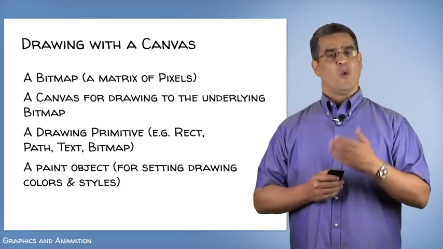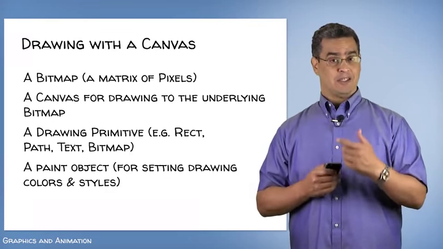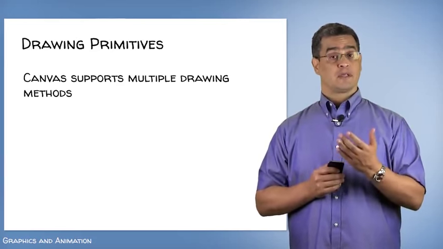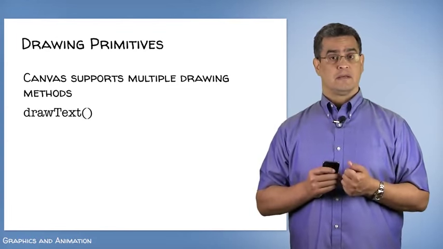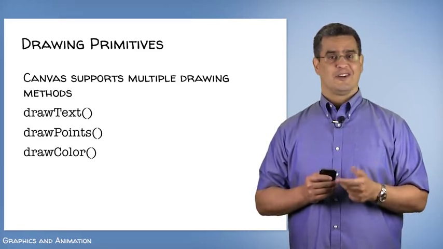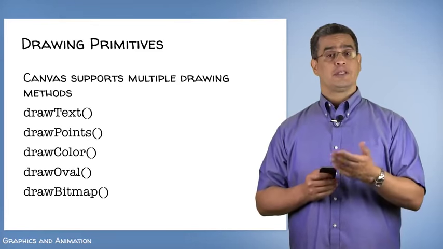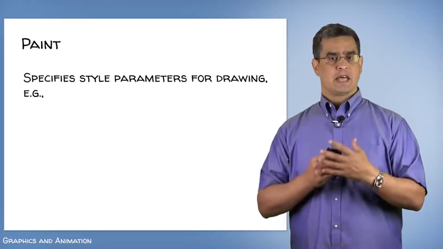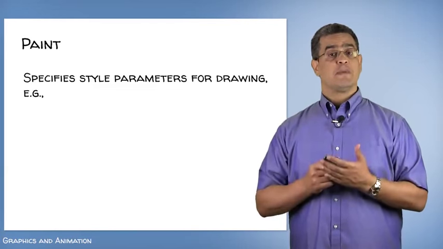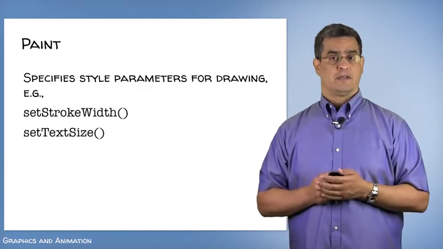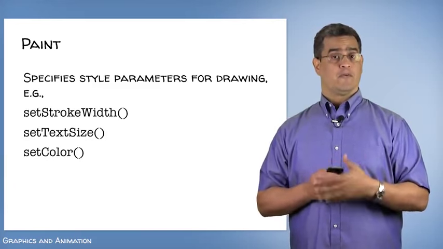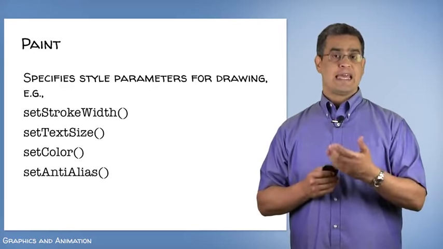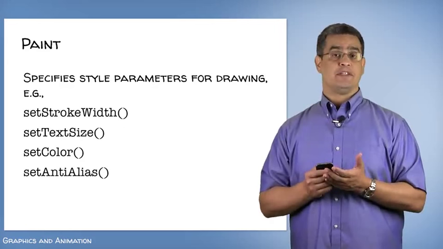We'll go into more details about the Canvas class in just a bit, but canvases provide a variety of drawing methods. For example, you can draw text, points, colors, ovals, and bitmaps using these methods. When you draw, you can use the Paint class to set style parameters. For instance, you can specify things like the thickness of lines, the size of text, the color of what you're drawing, and whether or not to apply various optimizations, such as anti-aliasing, which is used to smooth out an image's jagged edges.